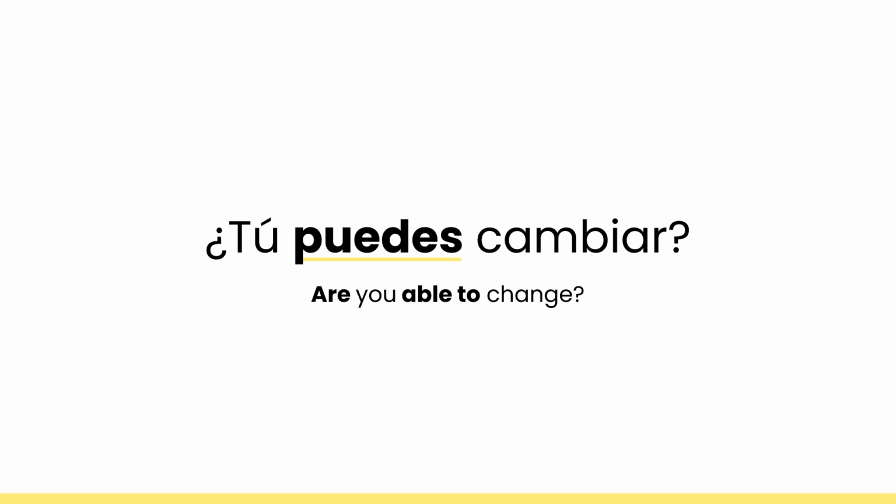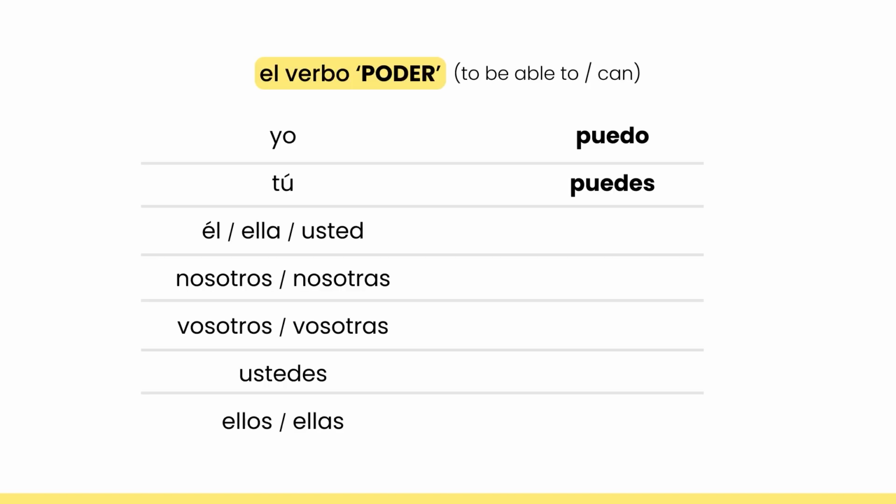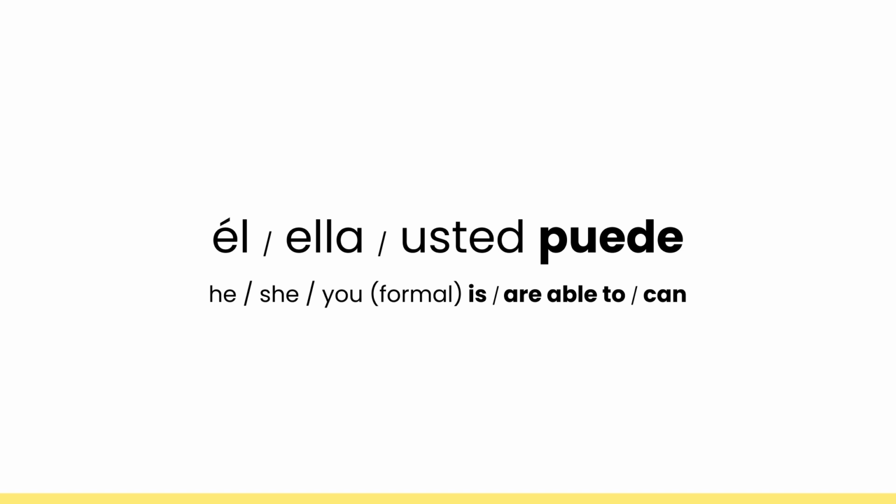So literally translated, you say you are able to or you can change. But now we're adding the question marks. So in English, we have to flip the structure of the sentence. So you are able to change becomes are you able to change or can you change? So tú puedes cambiar. Alright, so then the next form is he, she, or you formal, which is él, ella, usted puede.